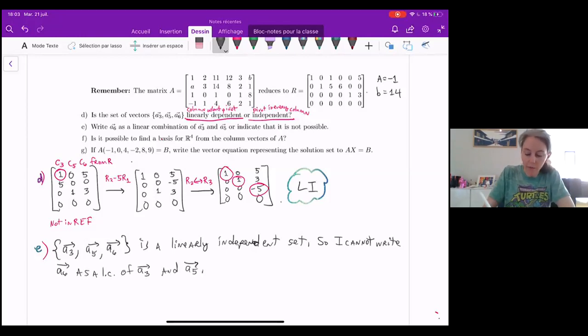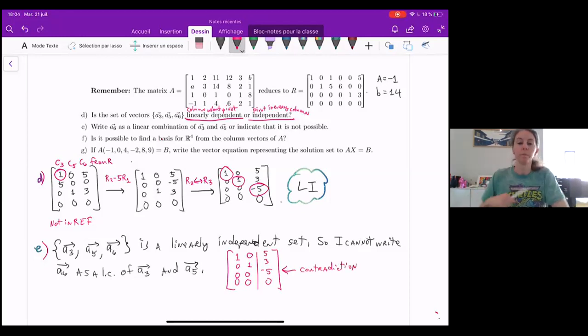And if that's a little bit confusing to you, well, we could just go up here. We already finished that row reduction. That's what column 3 became. This is what column 5 became. And then I would augment with column 6 and notice that that contradiction does indeed occur there.